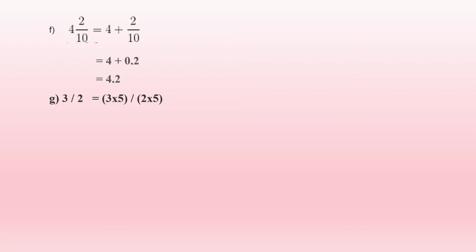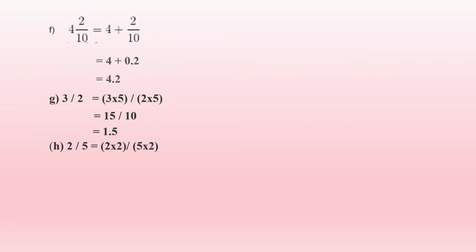If the denominator is not 10 or a multiple of 10, we can make an equivalent fraction, like 2 into 5 is 10. So multiply the numerator also by 5. So we will get 3 into 5 divided by 2 into 5. Now we get the denominator as 10, 15 by 10. Now we can easily write the decimal number 1.5.